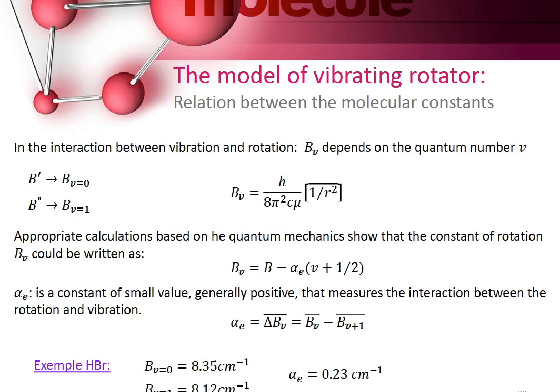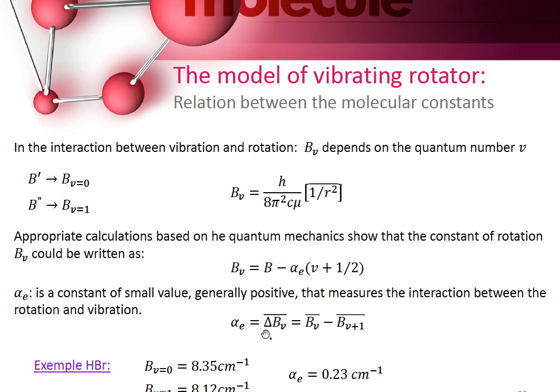Now there is a relation between B prime and B second, knowing that B prime is B for V equals 0 and B second is for V equal 1. I really don't necessarily care about this. What I really care about is this relation. So B for a given V is B e minus alpha, and B e is the constant one.